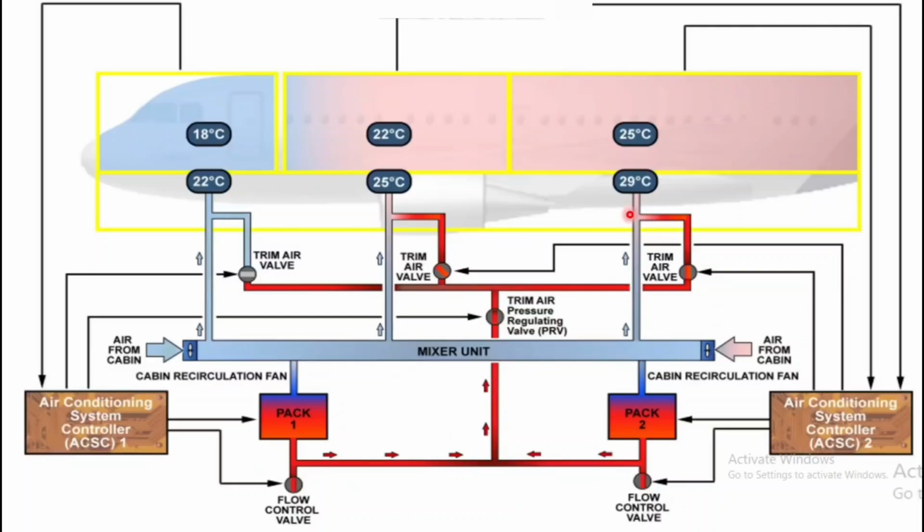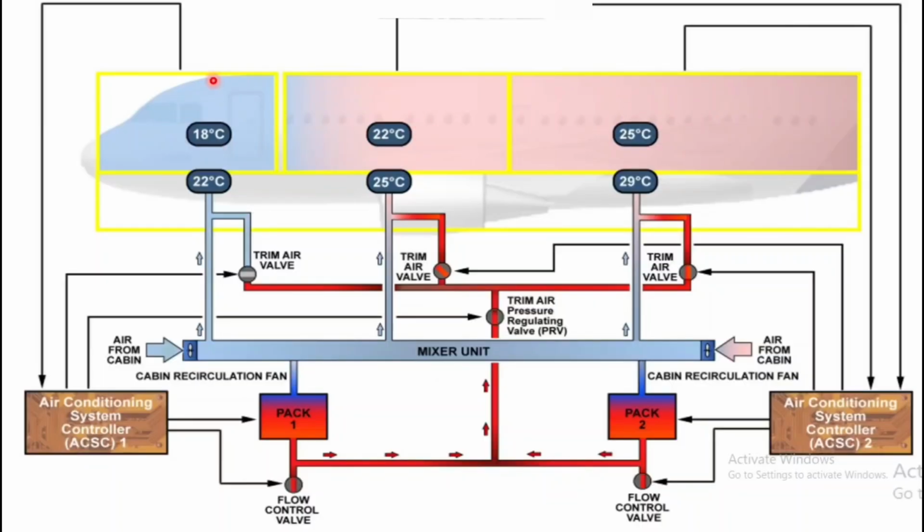So the air conditioning system is fully automatic. It provides continuous air renewal and maintains a constant selected temperature in the following 3 zones. What are the following 3 zones? These are the 3 zones: cockpit zone, forward cabin zone, and aft cabin zone.